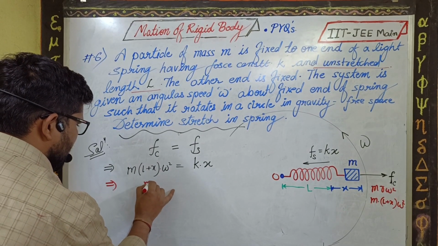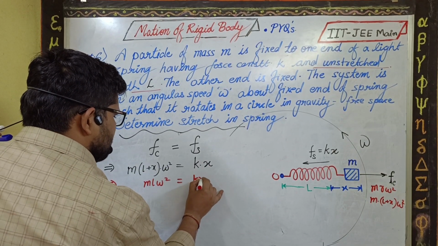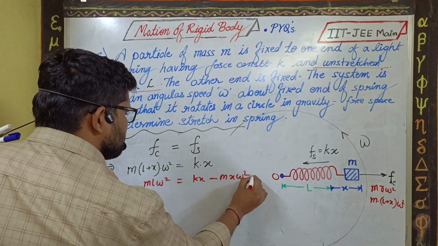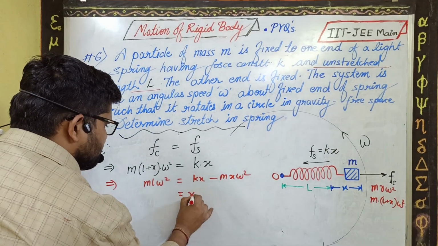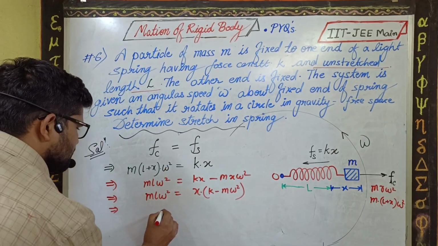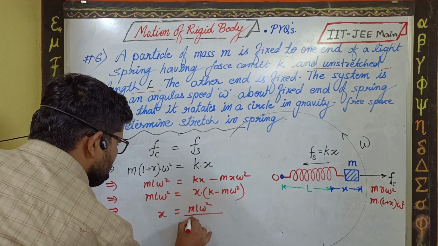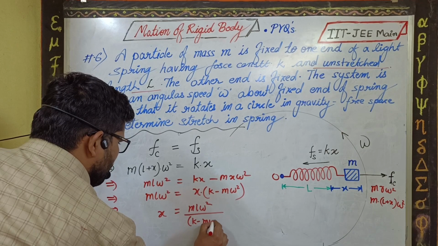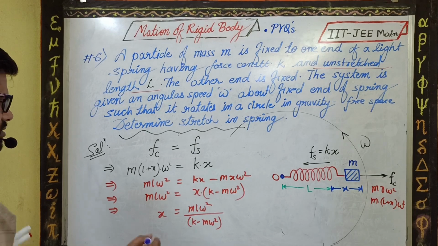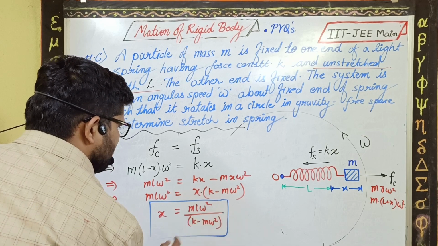We can write m L omega square equals k x minus m x omega square. Take the common x, you will get (k minus m omega square). x equals m L omega square upon (k minus m omega square). This is the stretch in the spring during the circular motion of the particle having the mass small m.